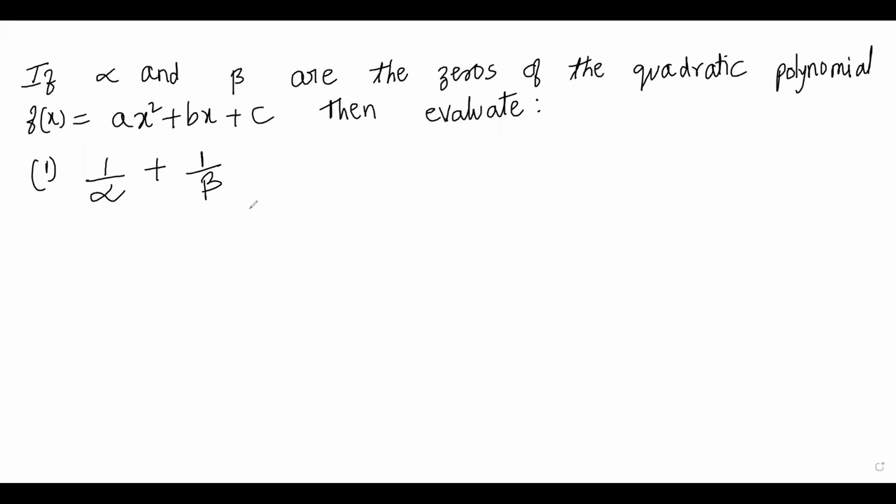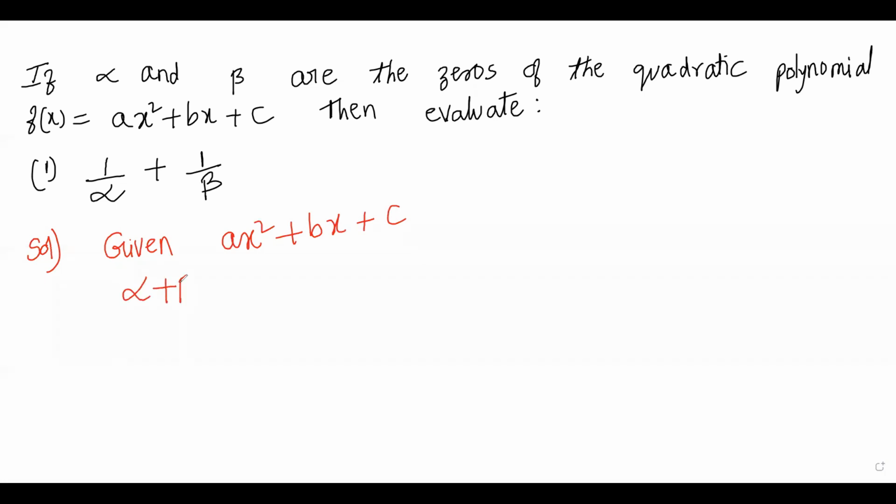Alpha, beta are the zeros of the quadratic polynomial. The quadratic polynomial is ax square plus bx plus c. He's asking us to find the value of 1 by alpha plus 1 by beta. First bit, let us start. So the given quadratic polynomial is ax square plus bx plus c.